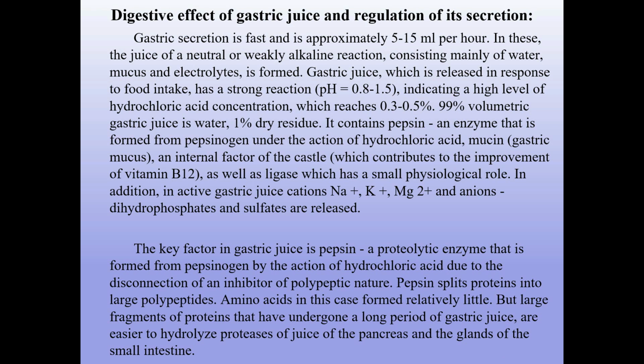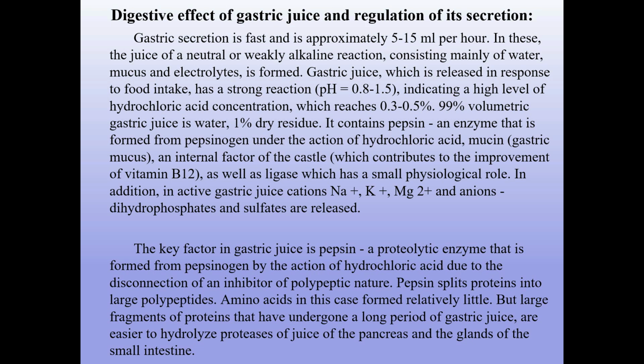Digestive effect of gastric juice and regulation of its secretion. Gastric secretion is fasting and is approximately 5 to 15 milliliters per hour. In this, the juice of a neutral or weakly alkaline reaction, consisting mainly of water, mucus, and electrolytes, is formed. Gastric juice, which is released in response to food intake, has a strong acid reaction, pH from 0.8 to 1.5, indicating a high level of hydrochloric acid concentration, which reaches 0.3 to 0.5%. 99% of the volume of gastric juice is water, 1% dry residue.